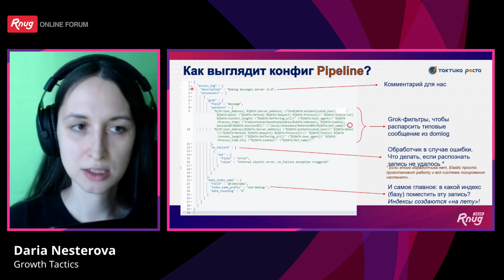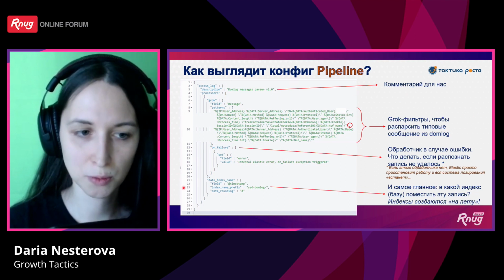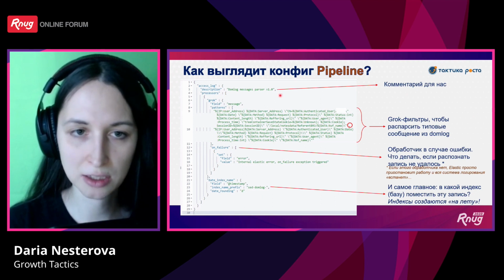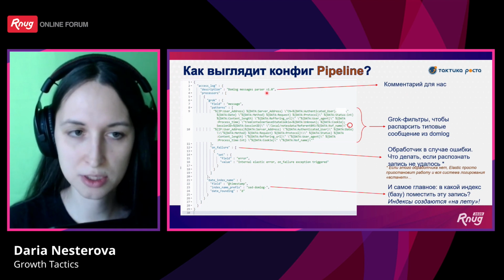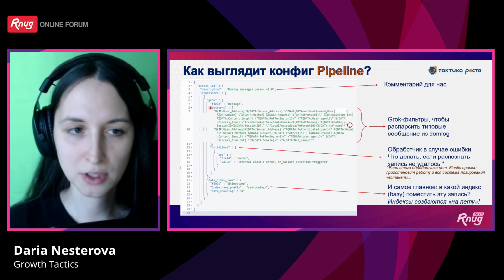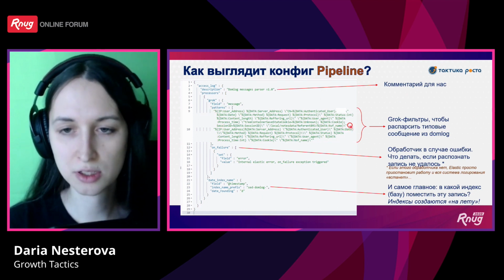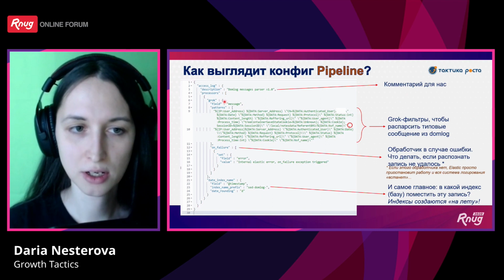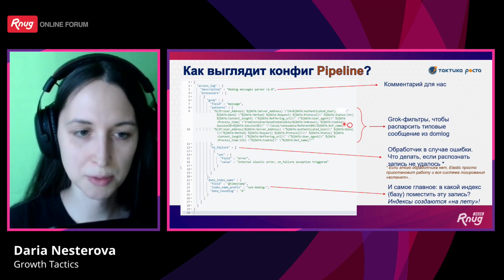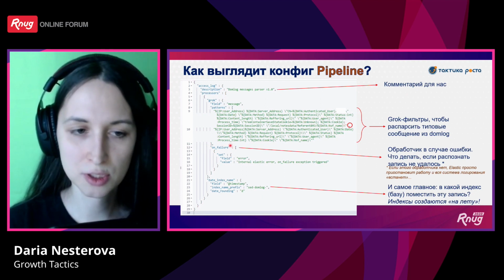So how does the pipeline look? It's just a screenshot from Kibana. You can see that it is quite readable thanks to Kibana. First of all, this is the commentary for us. Then there is a grok filter that is a parser, a bit like a regular expression that divides the initial complicated message. This complicated log format is divided into attributes. I will show you how great it works.